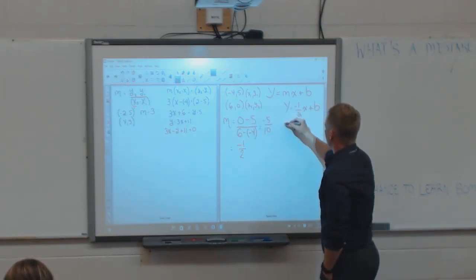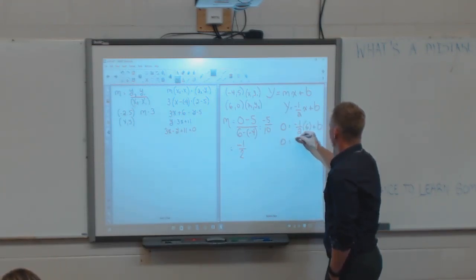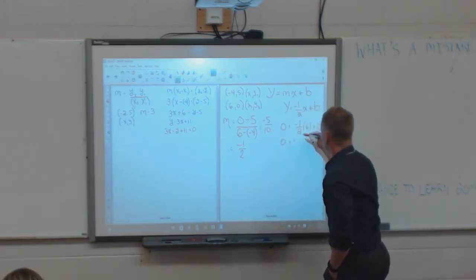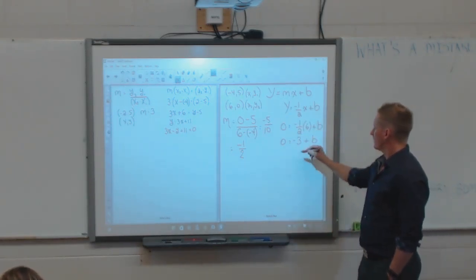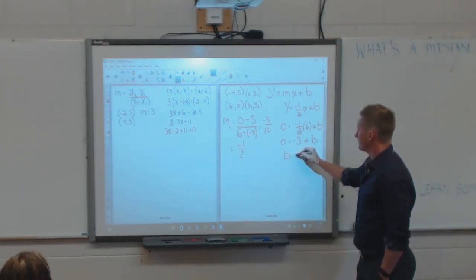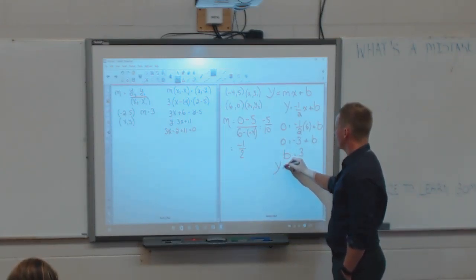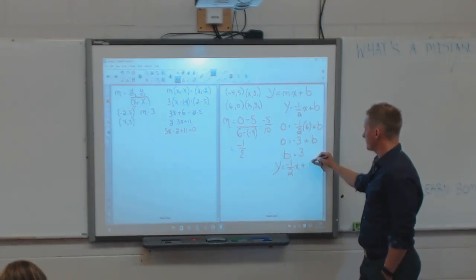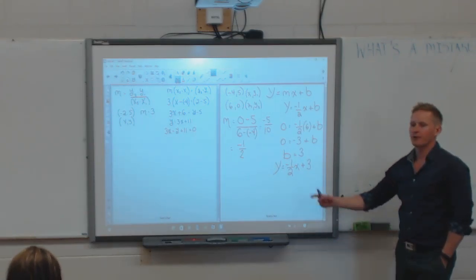So y is 0 equals negative 1/2 times 6, add b. 0 is equal to minus 3, add b, right? How do I get b by itself? Add 3. So what's the equation of this line that passes through those two coordinates? y equals minus 1/2 x, add 3. What was the first thing that I did?